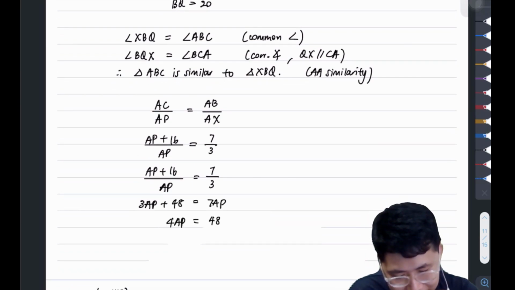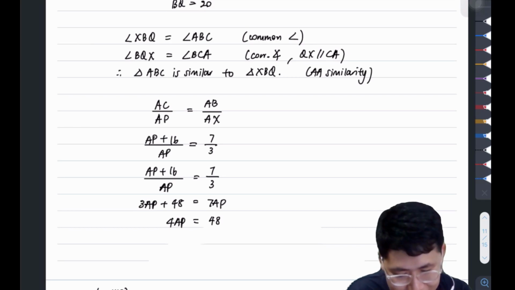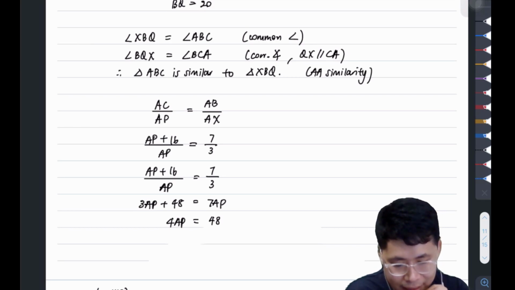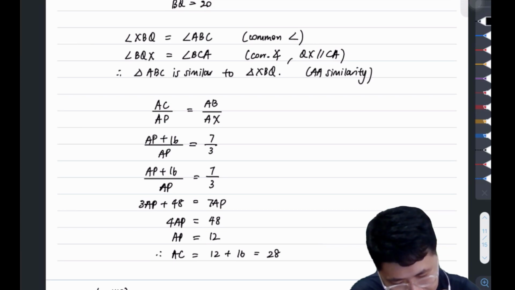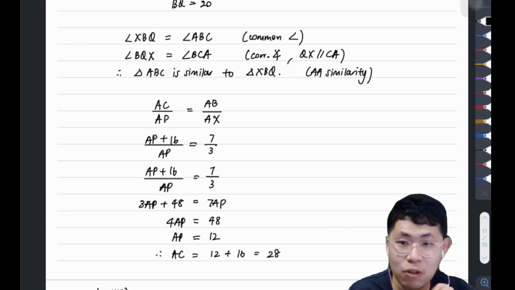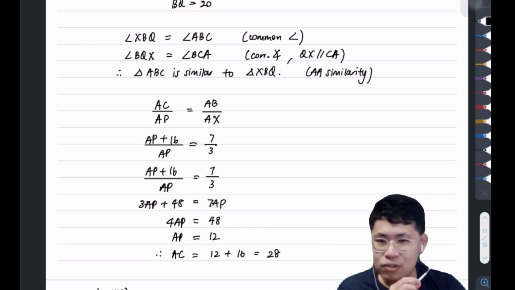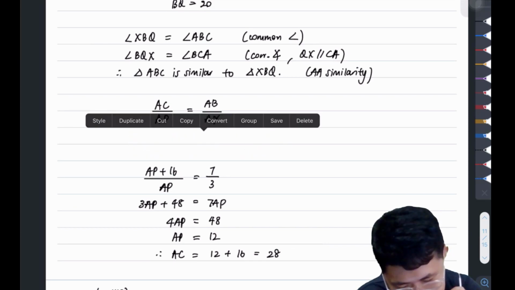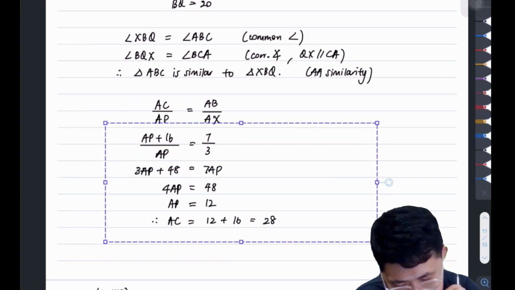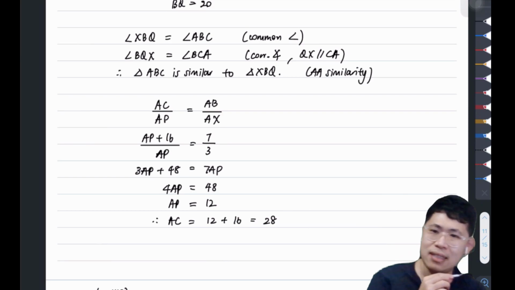Okay, and 3AP plus 48, right? So I'm going to cross multiply. This is what I get, and to rearrange, I get 4AP is equal to 48. So AP is going to be equal to 12, right? And because of that, AC will be 12 plus 16. It will give me 28 cm. So this is actually a slightly longer way of doing this. Okay, so let me remove this. Let me shift this upwards a bit. So this is a slightly longer way to look for my 28 cm.